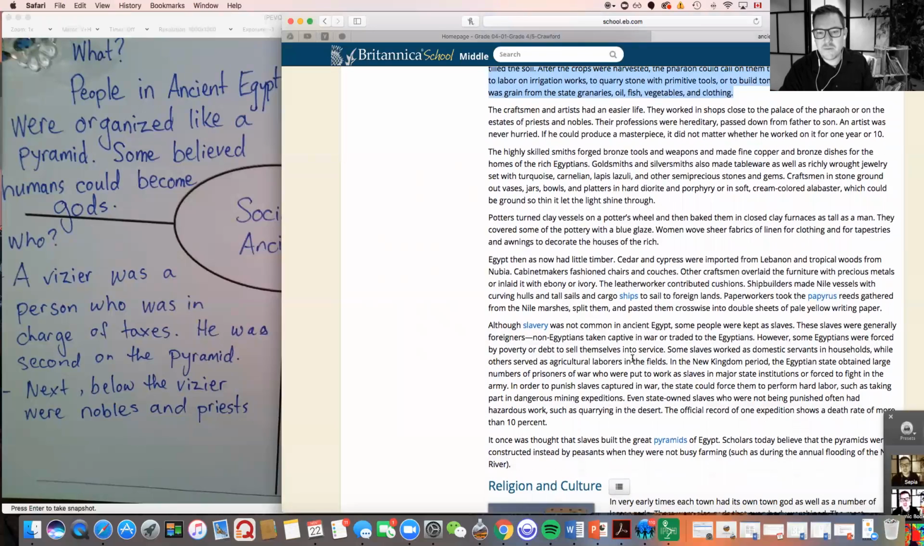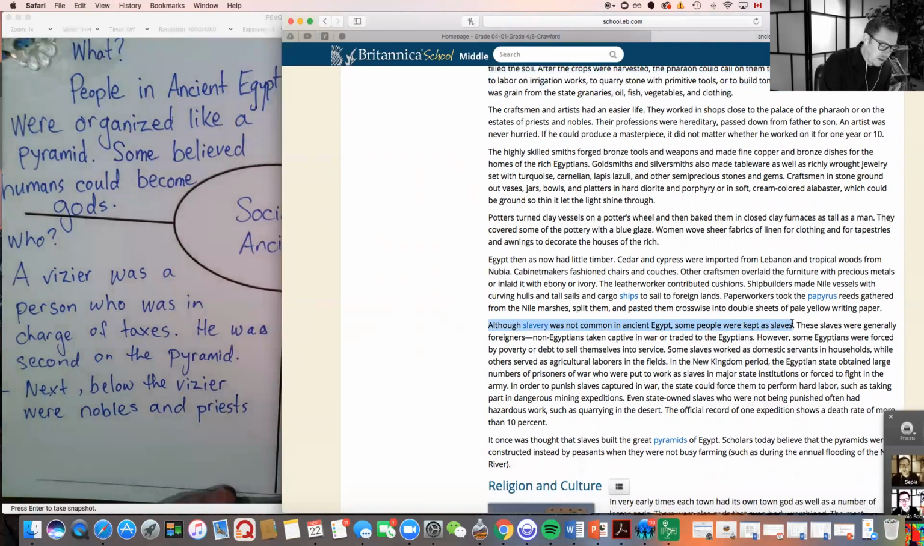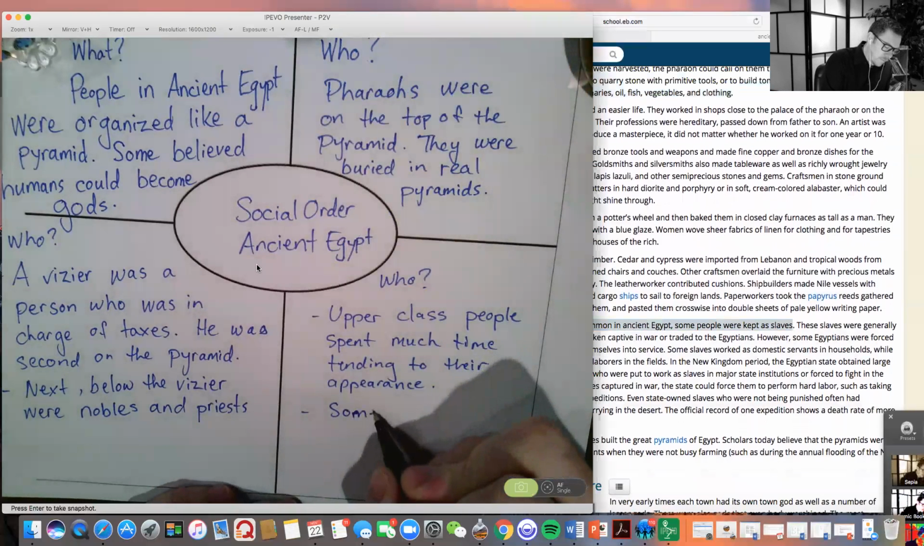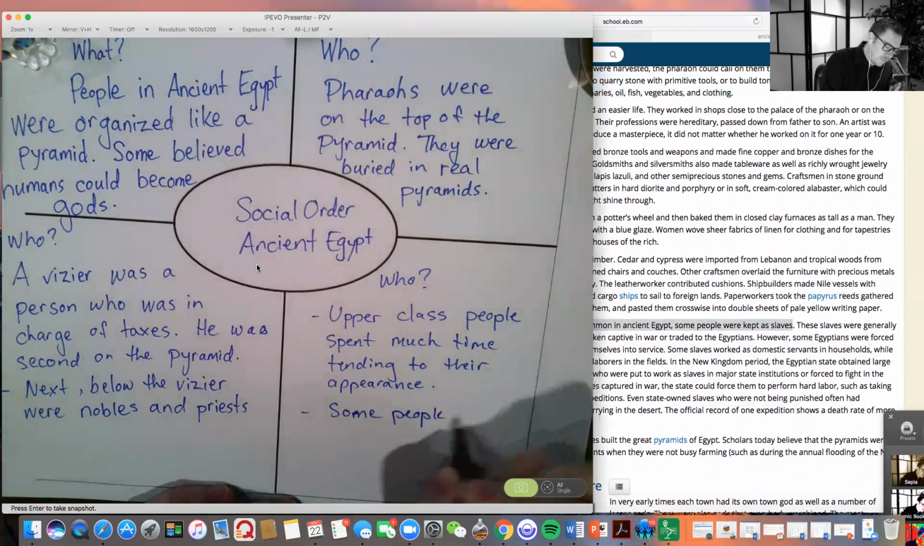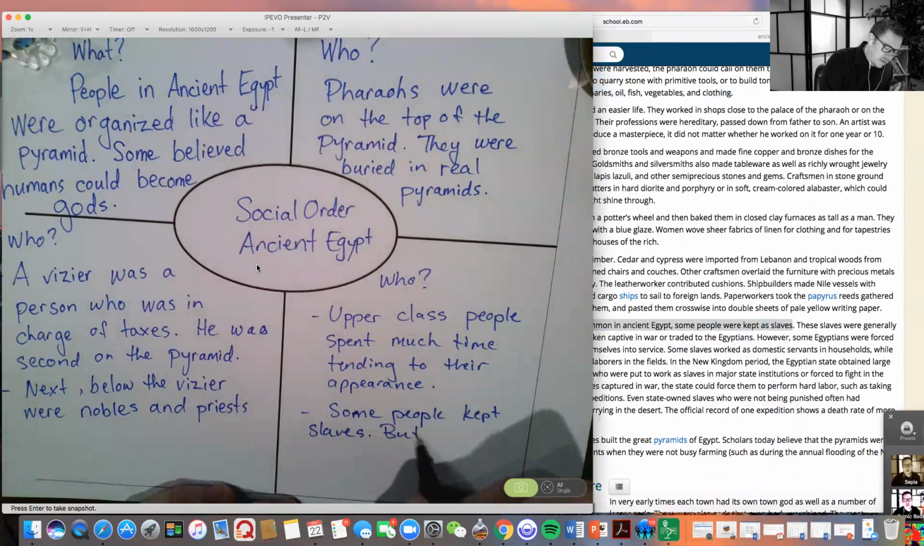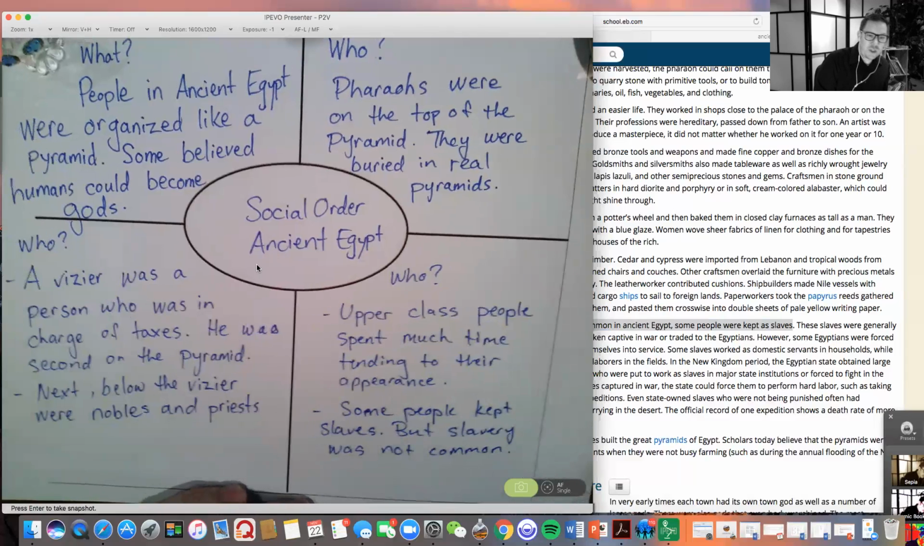And I'm going to go, slavery was not common in ancient Egypt. Some people were kept as slaves. That's an interesting fact, okay? So I'll go back to my Foursquare and I'll say, some people kept slaves. Okay? And I'll say, but slavery was not common. Okay? And then I can ask a question at the end of my Foursquare there.